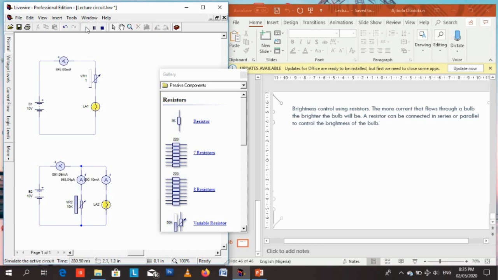So let's simulate. Okay. Let's shift this guy backwards a bit. Click and shift the terminal. Okay, that looks ugly. I think I'll just delete it. Delete that wire. Okay, I'll create a new wire connection. Click and connect. Okay, let's simulate.